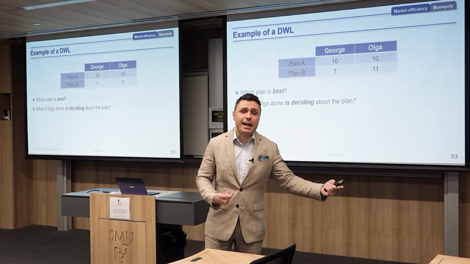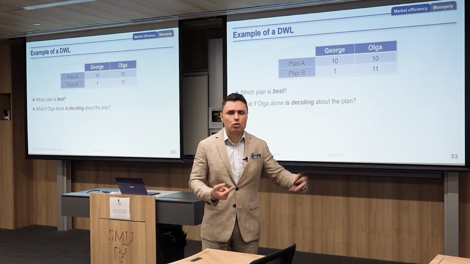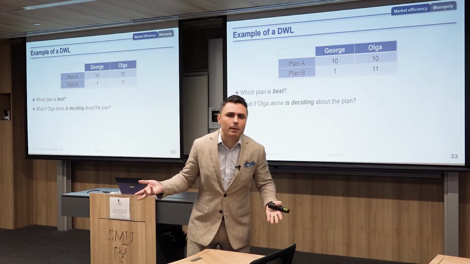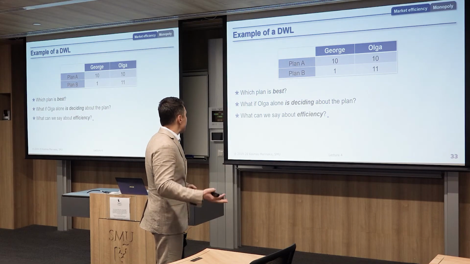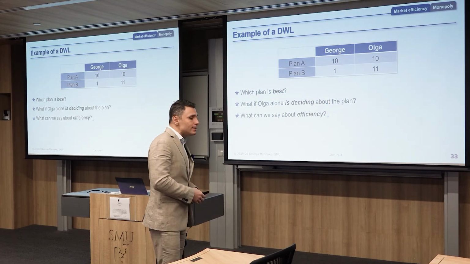George will lose 9 for this 1 that I will win. Screw it, who cares? I will be much better off. Who cares about George? All right. So this goes like that: Olga will tend to select an inefficient plan just because she has the ability to decide. In this case, what can we say about efficiency?